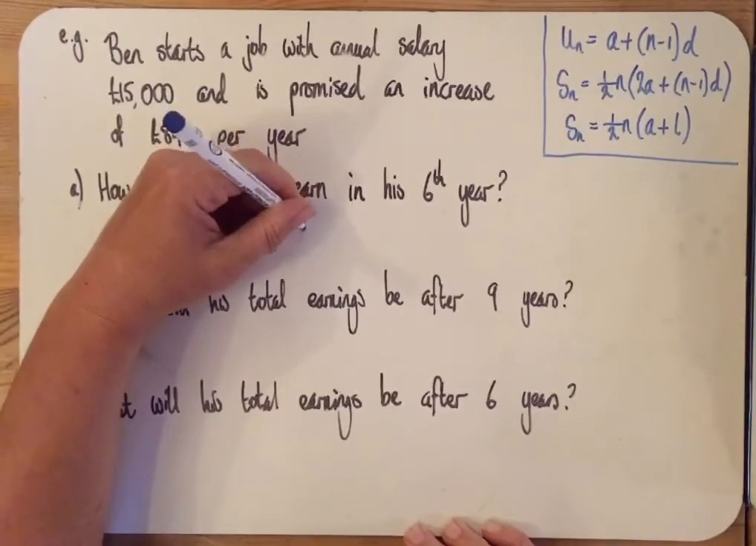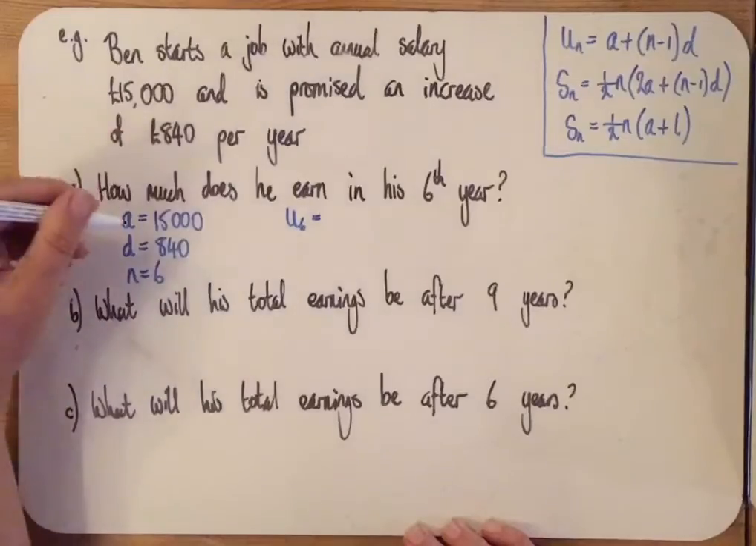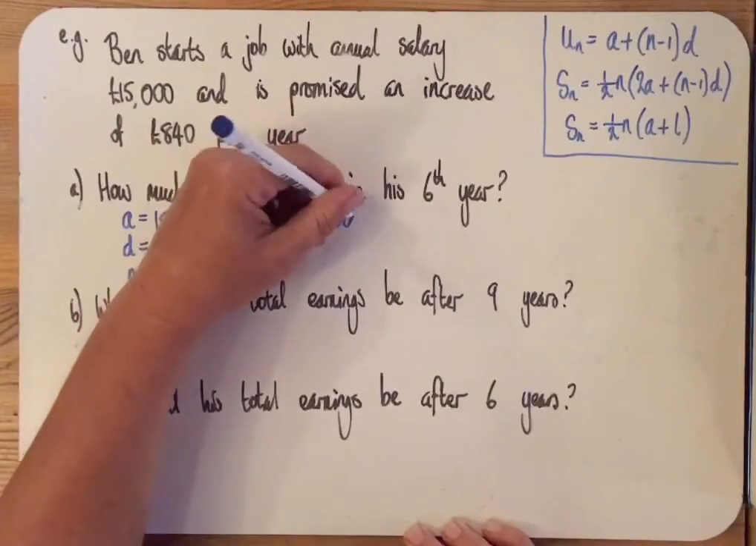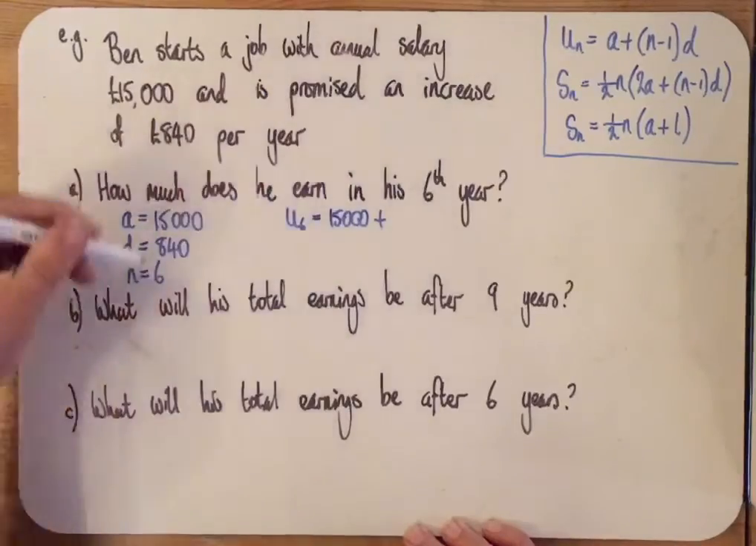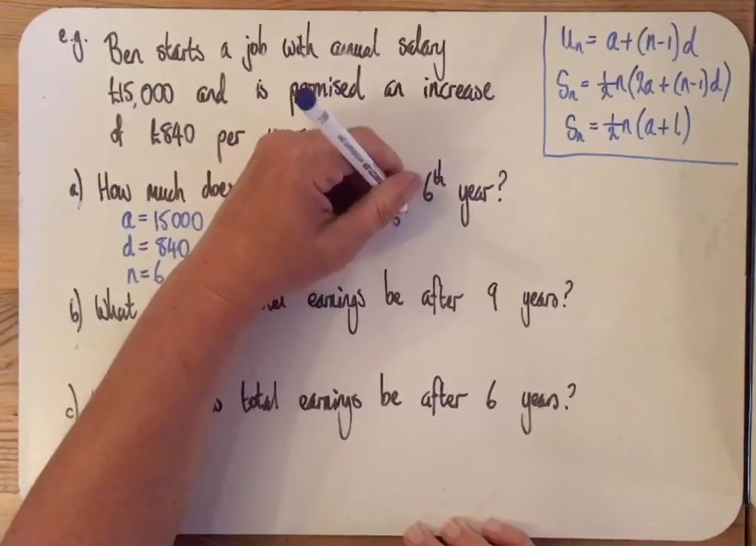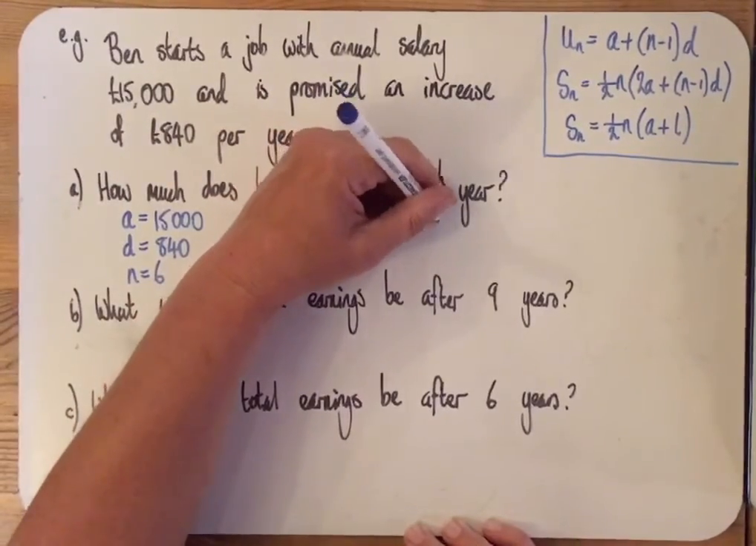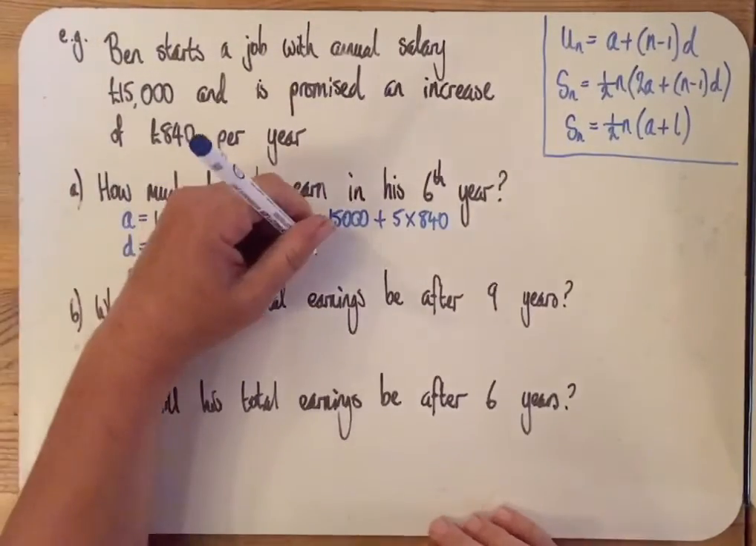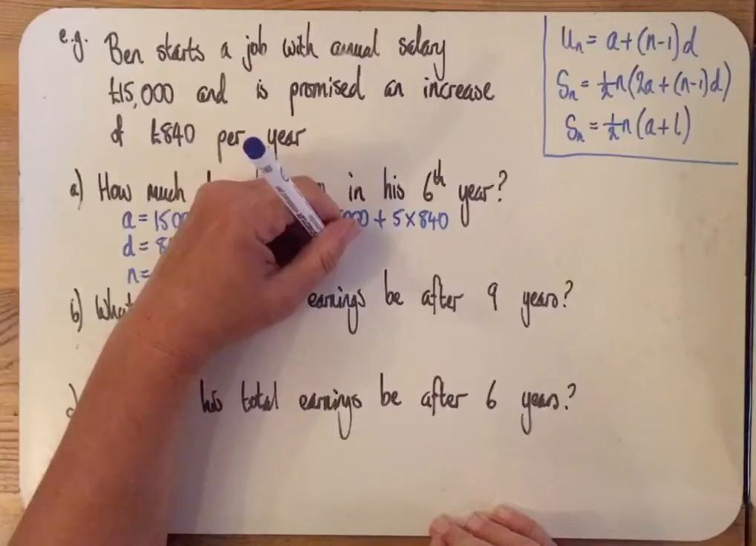So the 6th term is equal to a plus n minus 1, which will give you 5, times d. Just make sure you don't make a big mess over here. Just chuck it into your calculator and you get 19,200.